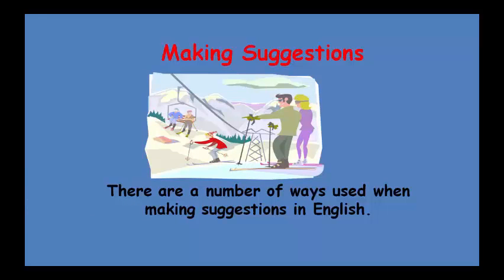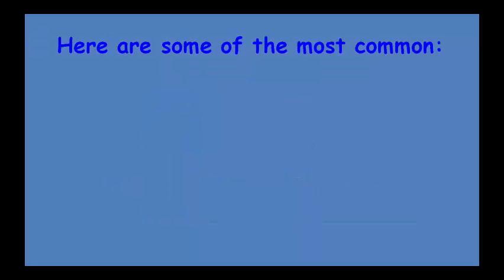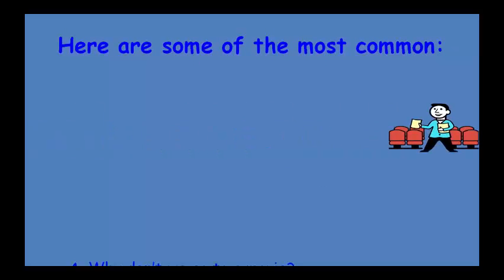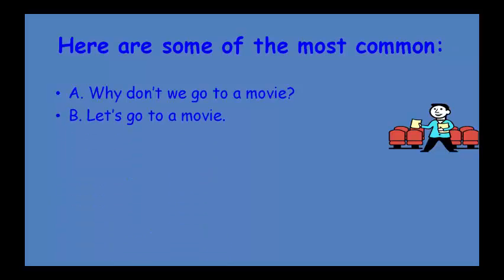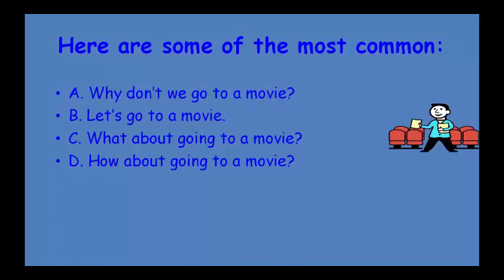There are a number of ways used when making suggestions in English. Here are some of the most common. Why don't we go to a movie? Let's go to a movie. What about going to a movie? How about going to a movie? Shall we go to a movie?